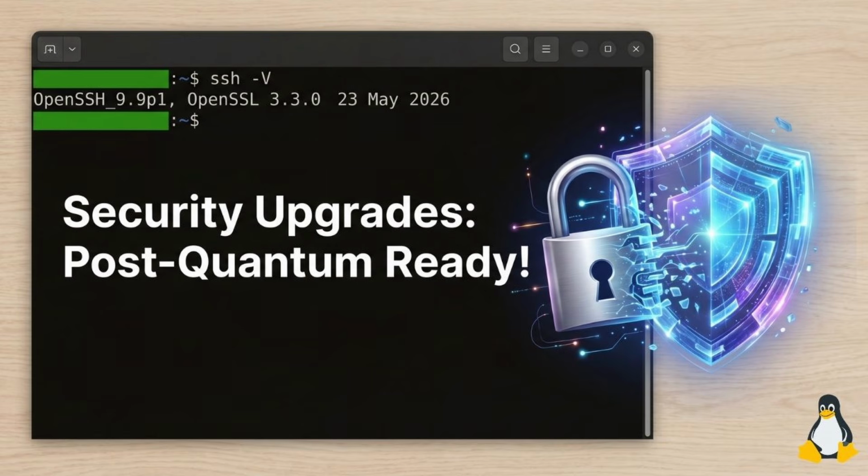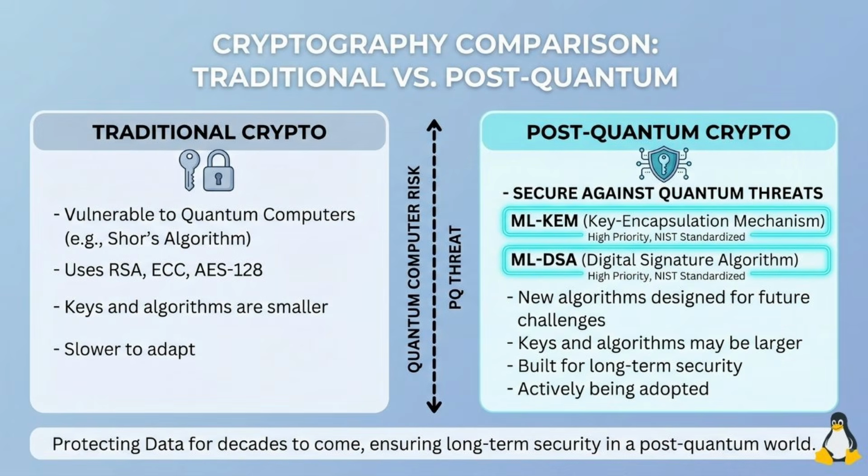But here is where things get really cool and a bit sci-fi. Post-quantum cryptography or PQC. You may have heard whispers about quantum computers and how they could eventually break standard encryption. Well, RHEL Linux is already getting ahead of the curve. They've updated GnuTLS to version 3.8.10, which introduces ML-KEM hybrid key exchange and ML-DSA post-quantum algorithm.